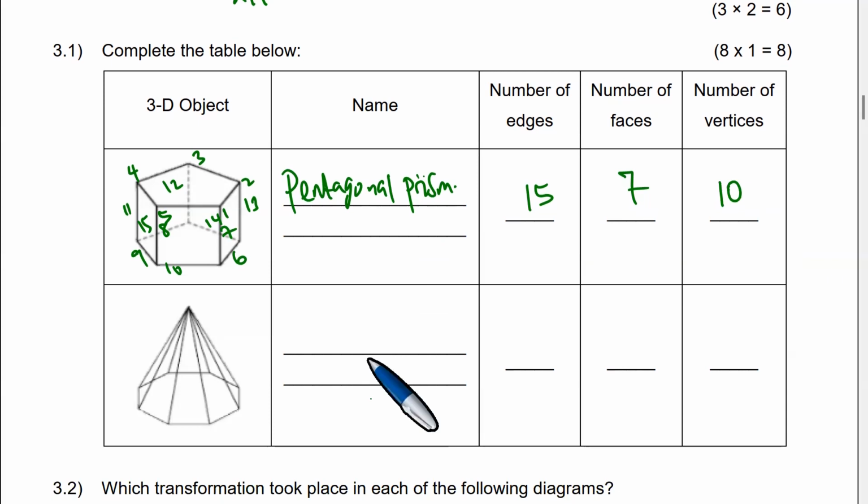Okay, now in the bottom shape, what shape is this called? It's a three-dimensional object, but what is the name of this shape? Is it an octagonal pyramid? It is called an octagonal pyramid. Excellent. Octagonal pyramid.